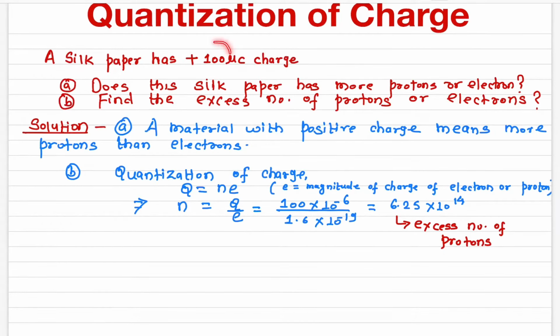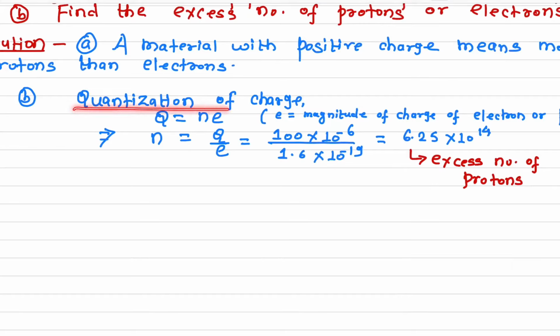So as the silk paper has the plus 100 microcoulomb charge, it means it does have more protons than electrons. Okay, so that's what it says. It has more protons. And now how many extra protons does the object have as a whole, not an atom? How many extra protons does it have compared to the electrons?